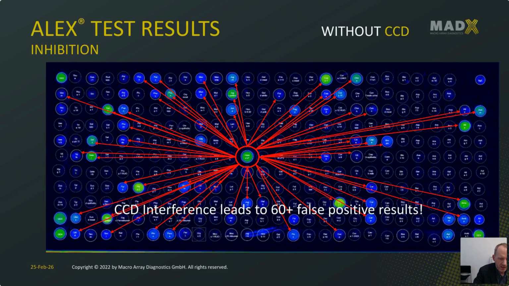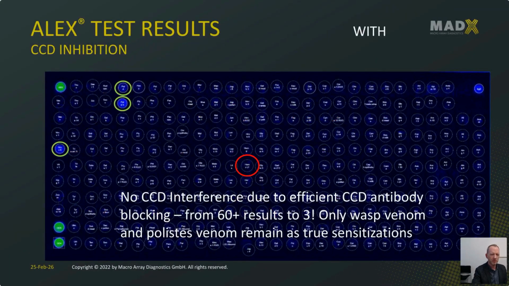And the next slide is the same serum sample, but this time the testing was performed on the ALEX in the presence of CCD inhibition. So the CCD marker came back negative, nicely illustrated here. And this actually reduced the number of positive signals from more than 60 to just 3, with only the venoms returning a positive signal in this particular case.